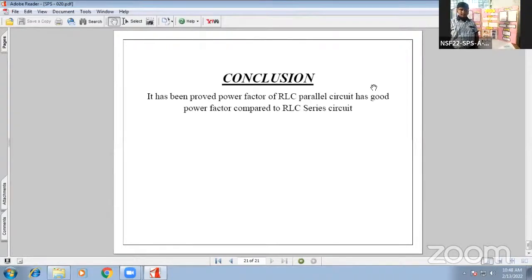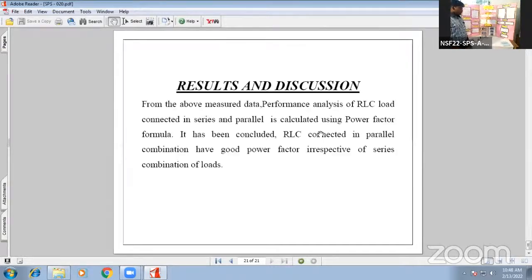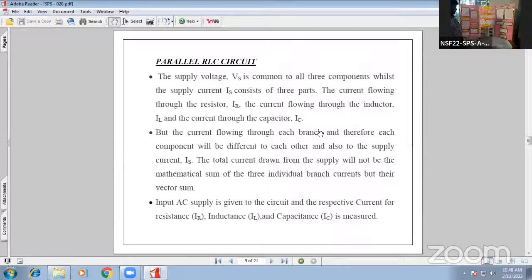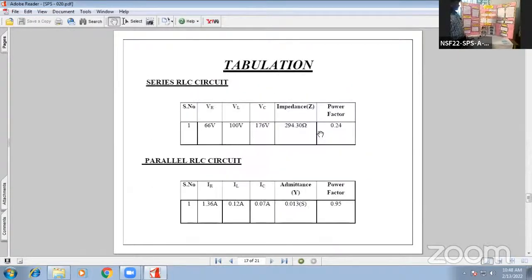Ma'am? Yeah. Why didn't you go with multiple trials? In your tabulation, you mentioned a single reading, right? Did you find all those readings in the first trial itself? Yes, ma'am. In series, I didn't get it, ma'am, but in the parallel RLC circuit, I got the value, ma'am, 0.95.